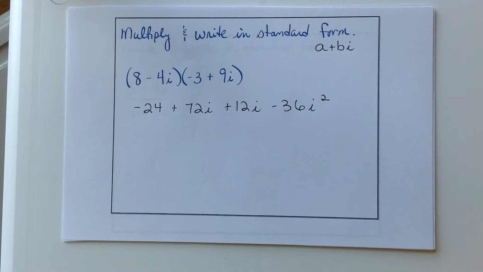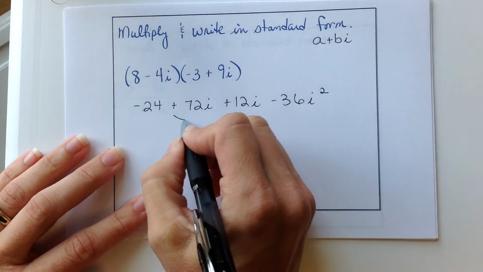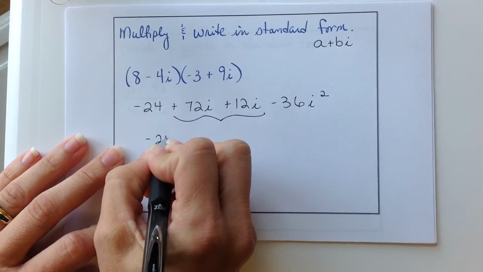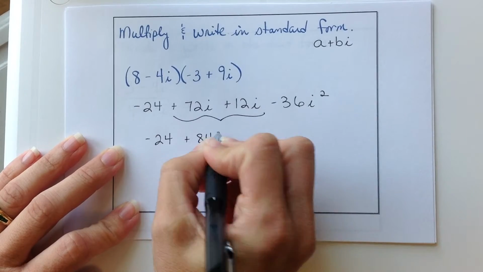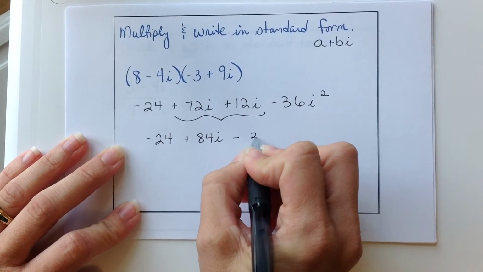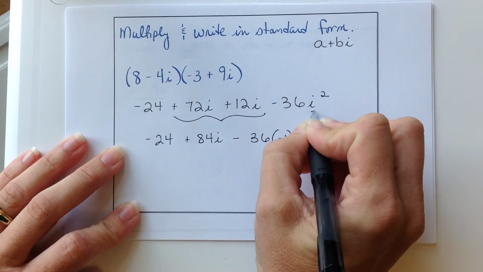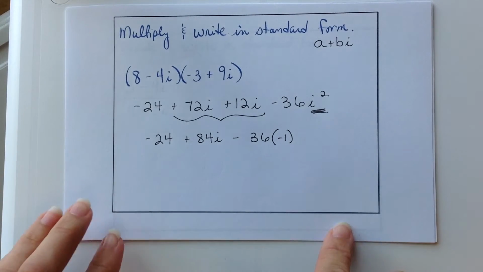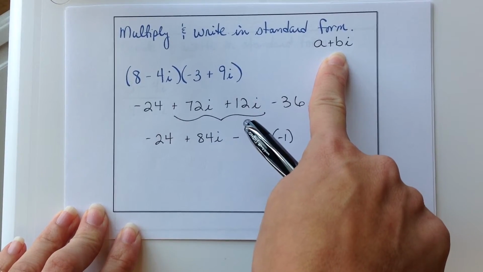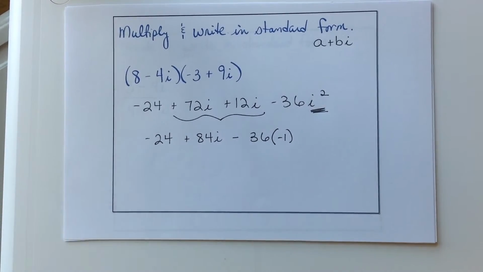All right, two things that we can do in this next step. First of all, you can combine the two terms in the middle because they're considered to be like terms, these two. So I've got my -24. Of course, 72i plus 12i is going to give us 84i. Now the other thing we've got to do is replace the i squared with -1. And that goes back to one of those equivalencies that I had you write down just a few minutes ago. i squared is equal to -1, therefore you can make that substitution. Because if we're trying to write this in standard form, if you go back and look at the standard form, it doesn't have an i squared in it. So that's how you take care of that situation.